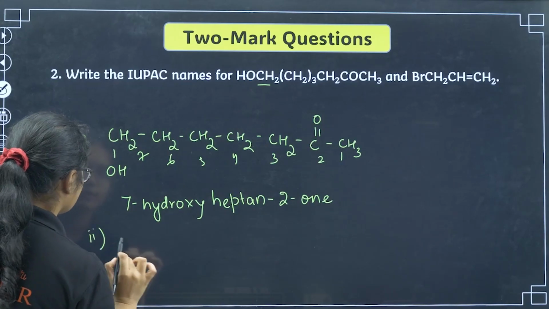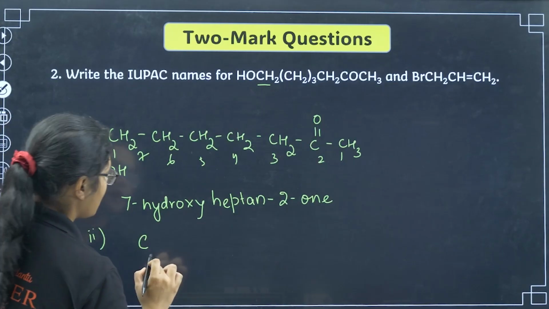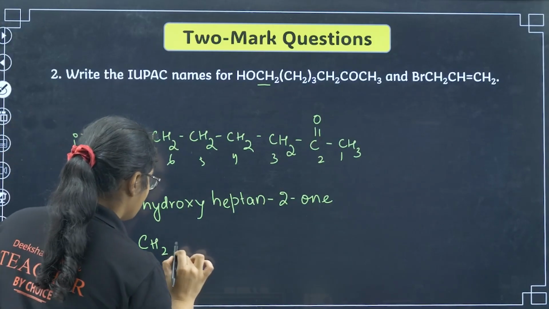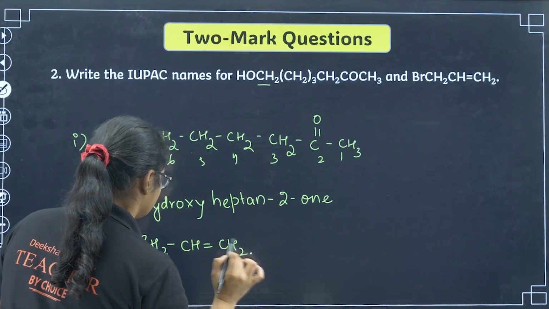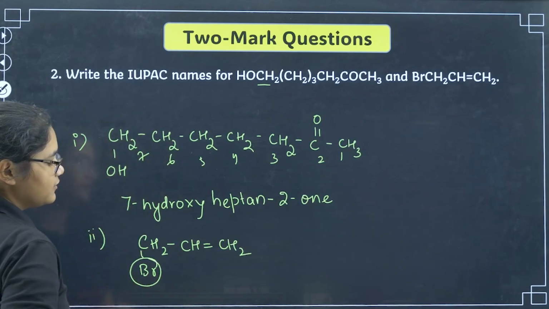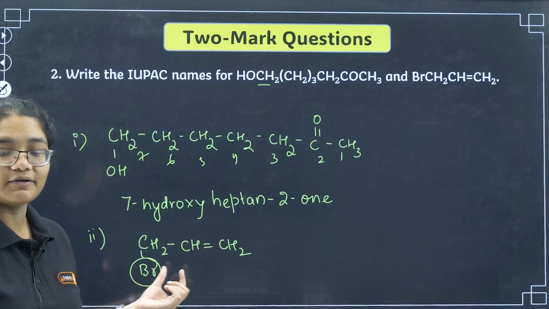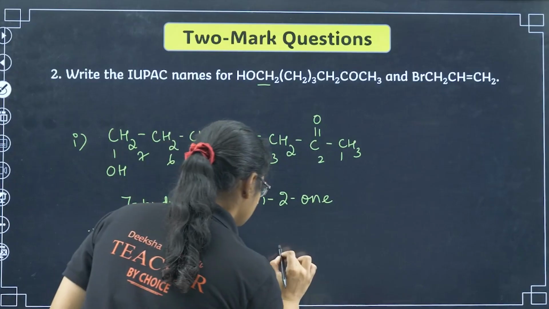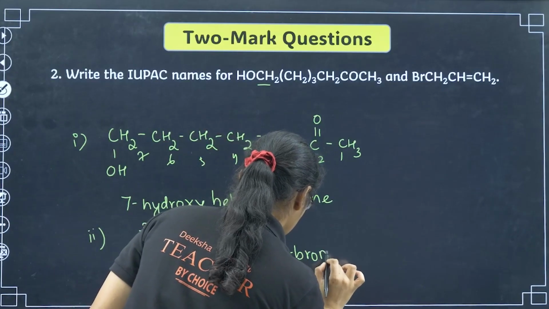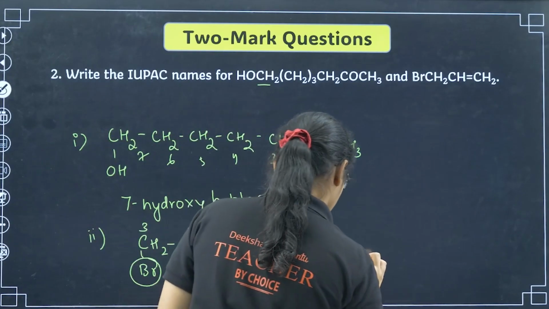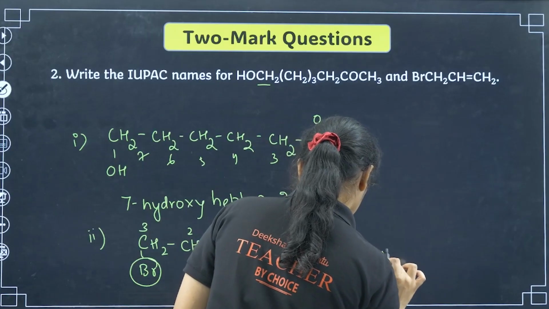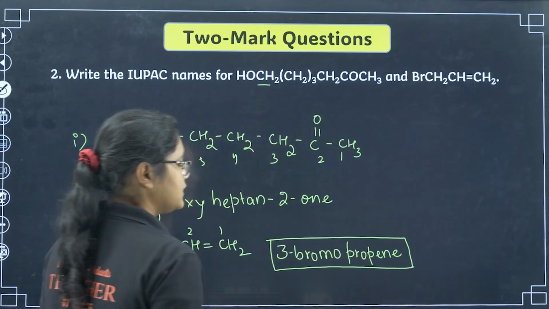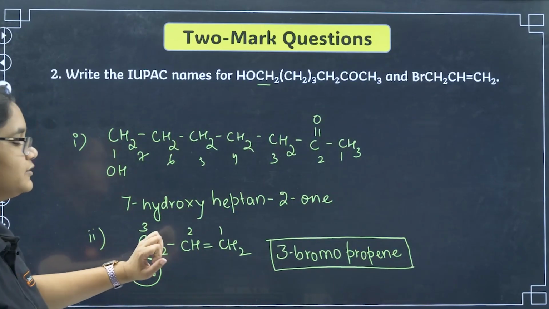Next we have here CH2Br double bond CH double bond CH2. Now 1, 2, 3, this is the third one. So double bond is given more preference than halogen, so numbering should start in this way: 1, 2 and 3. So what is it? 3-bromopropene. Okay, that is the answer for this one.